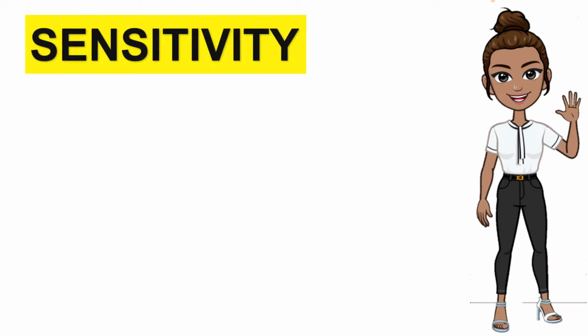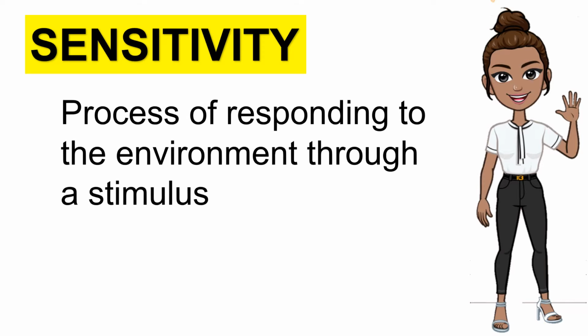Living things are able to respond to the environment through a stimulus. Irritability is an example. Another example is a living thing's response to light by facing the sun and sweating as our body's response to heat, which is also connected to excretion.